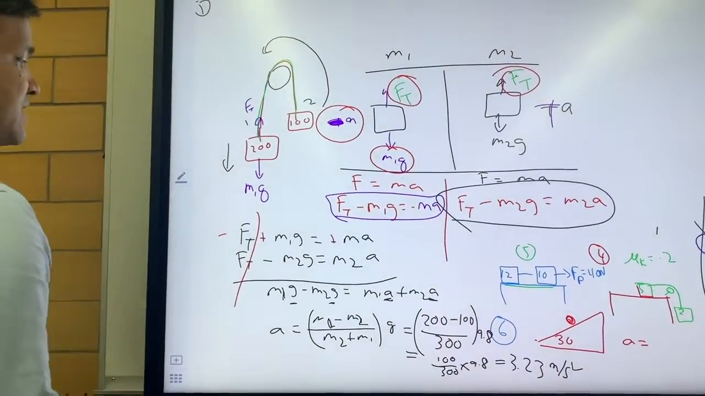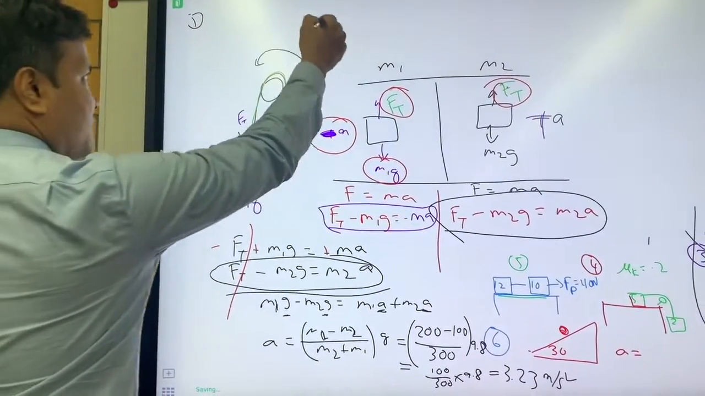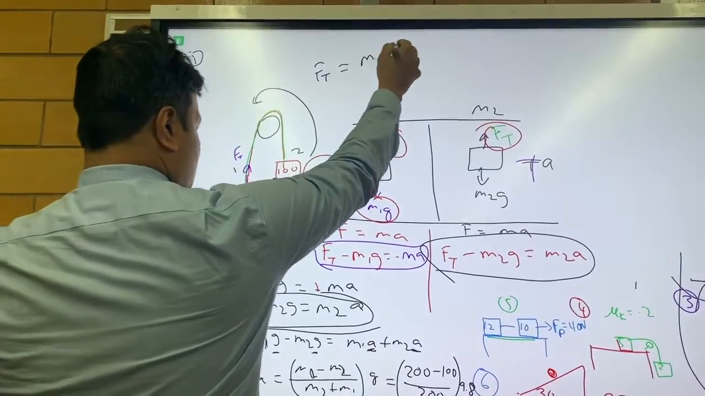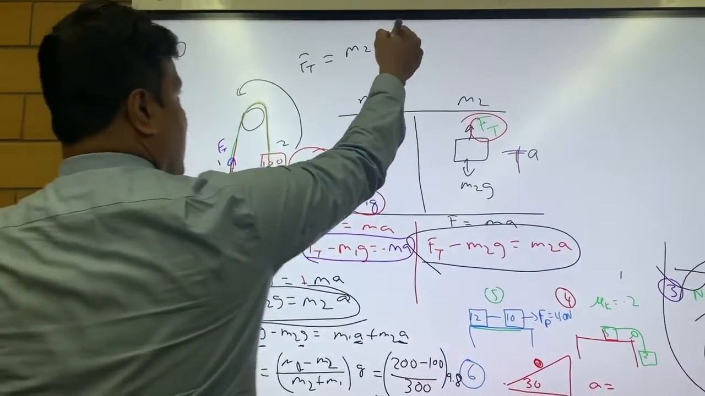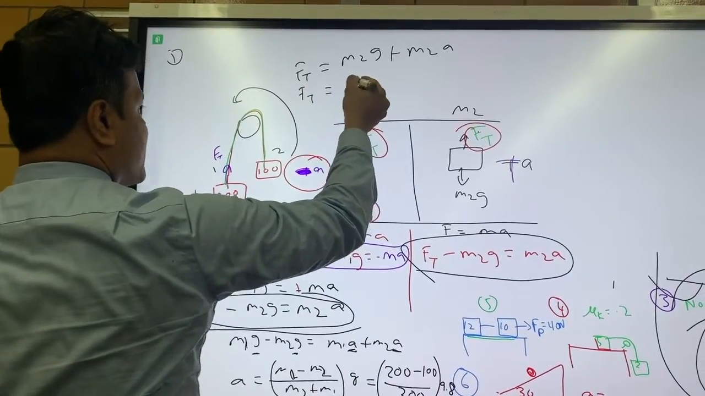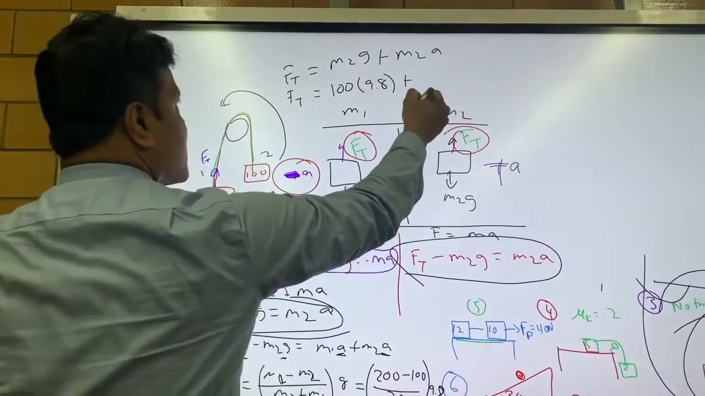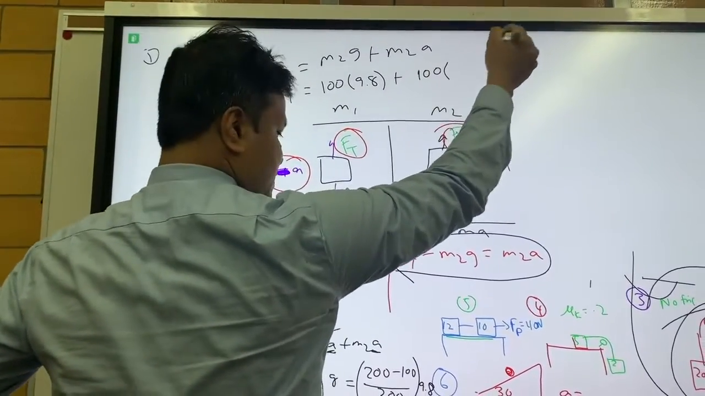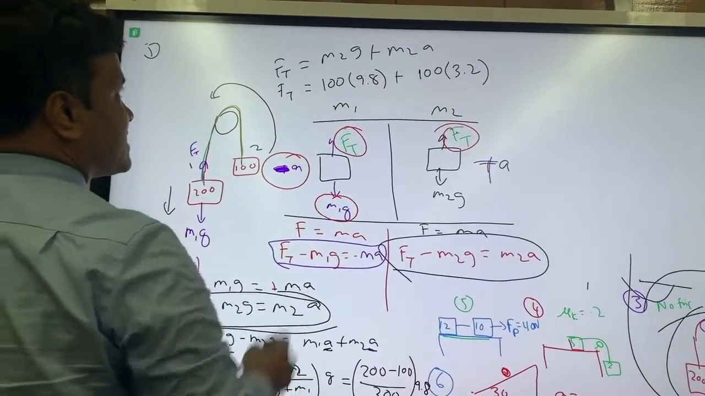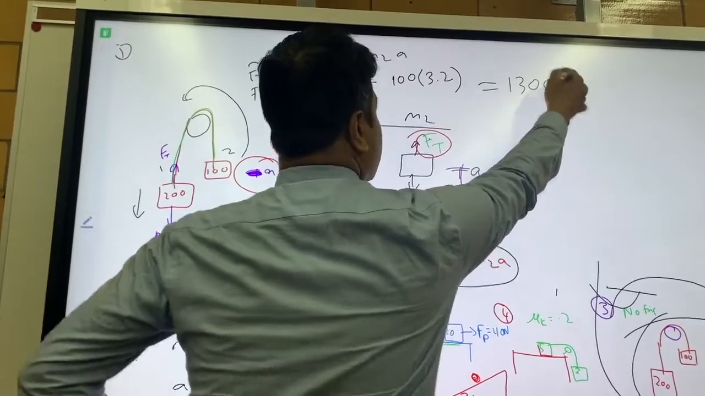Now we can find the Ft. Finding Ft is just very easy. Ft is equal to m2g plus m2a. So Ft is equal to 100 times 9.8 plus 100 times 3.2. So what do you get? 1300. Altogether 1300? Yeah, 1300.